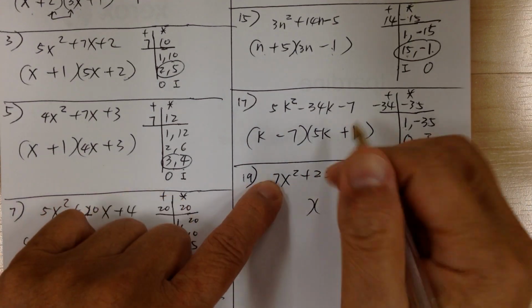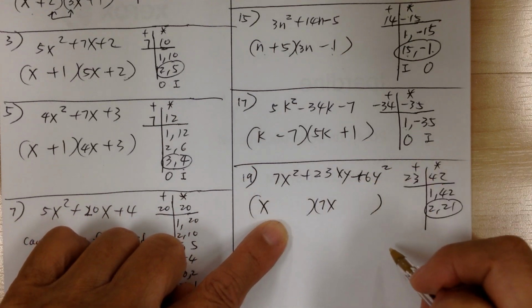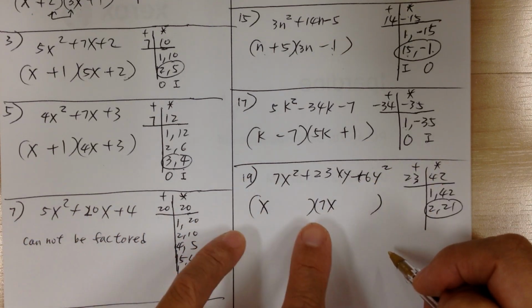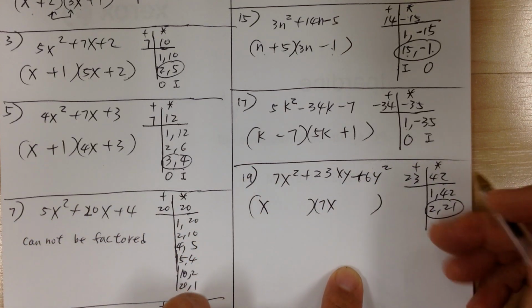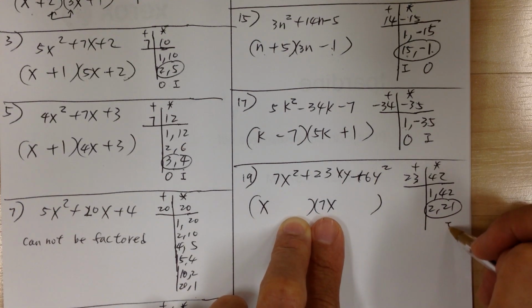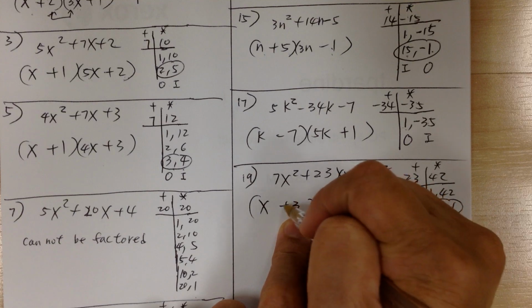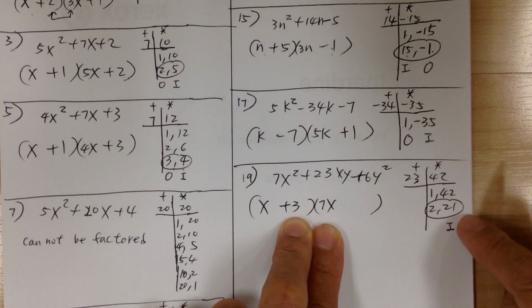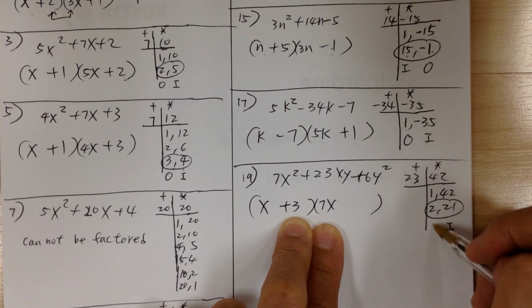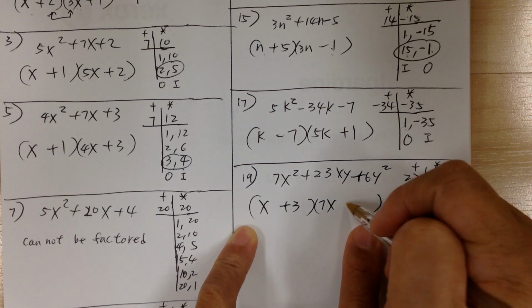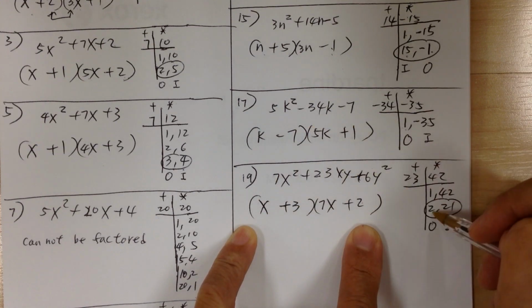So undo the first term, so 7x. That's your first term, so that's the F. Then let's do the O and I. So let's do the inside. I can always do a big number first. So this would be plus 3. 7 times 3 gives you 21. So that's inside. And the outside would be plus 2. 1 times 2 gives you 2.